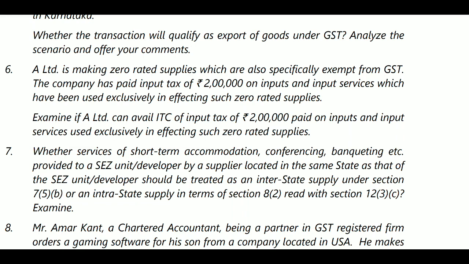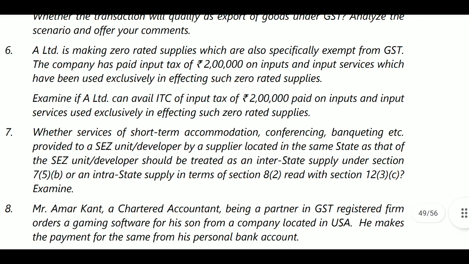Next, this ITC will be treated as blocked credit, because when we are using inputs exclusively for exempted products, ITC is not available for those inputs or input services. So this person is not eligible for claiming ITC. Examine if A Limited can avail ITC of input tax of 2 lakhs paid on inputs and input services used exclusively in effecting the zero rated supplies. That ITC is not available. It is a blocked ITC.